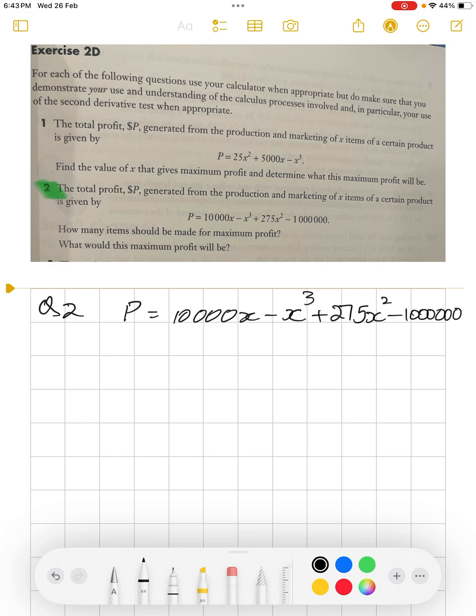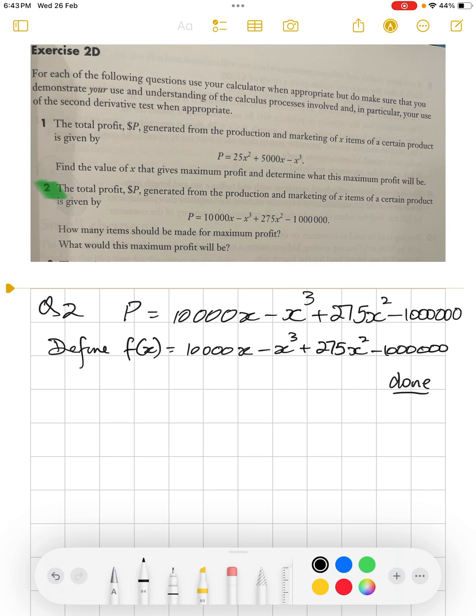The question did say we can use our calculator. So what we will do on our calculator is define the function to equal that equation. So we put that equation into the calculator. I'm using a ClassPad. Once we define that and hit enter, it will say done. So it's already put that in.